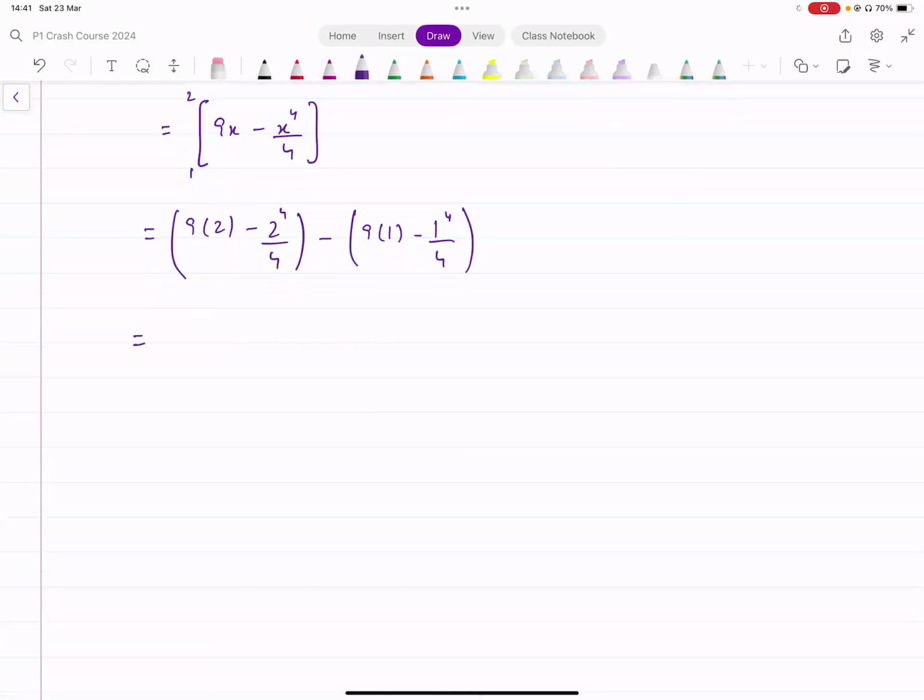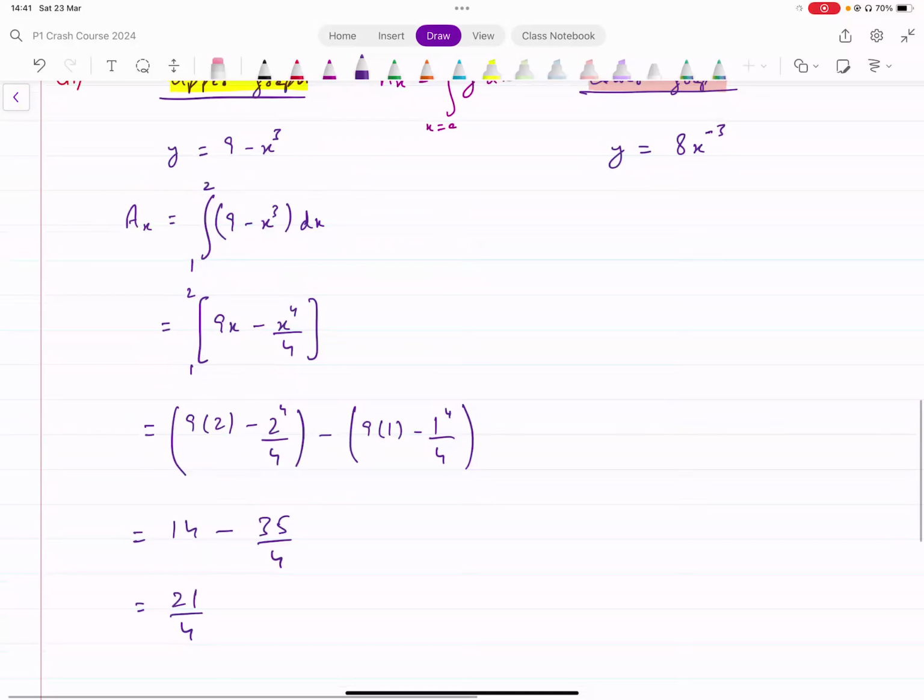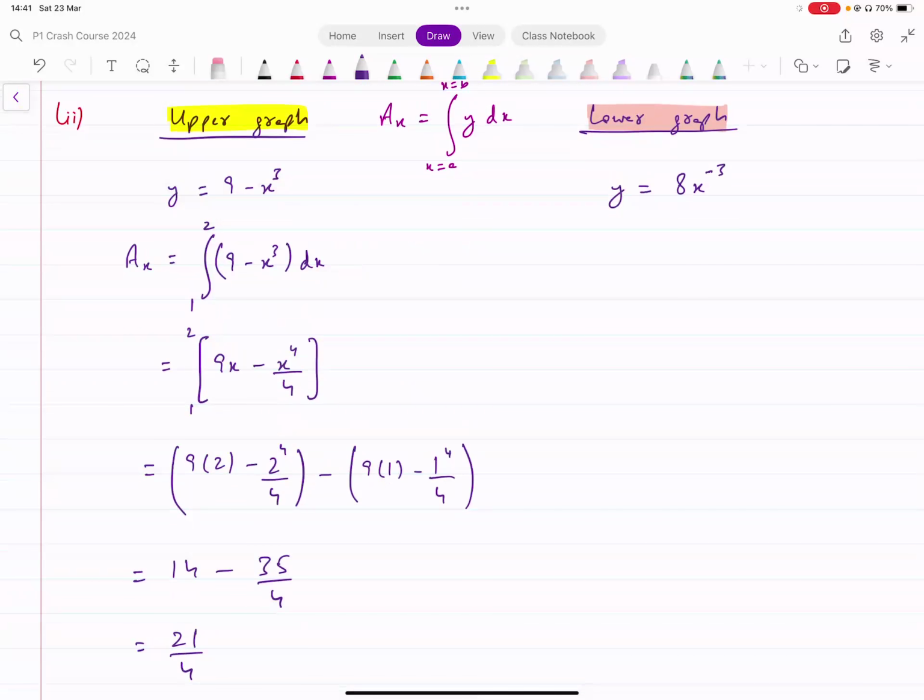And now you can write down the result from the first bracket and from the second bracket. 18 minus 16 over 4. That's giving me 14. Subtract from this 9 minus 1 divided by 4. That's 35 over 4. So 14 minus this, that's giving me 5.25, 21 over 4. Is that correct? 21 over 4, that's the result that I'm getting from the first graph. Okay, now let's do the second one.